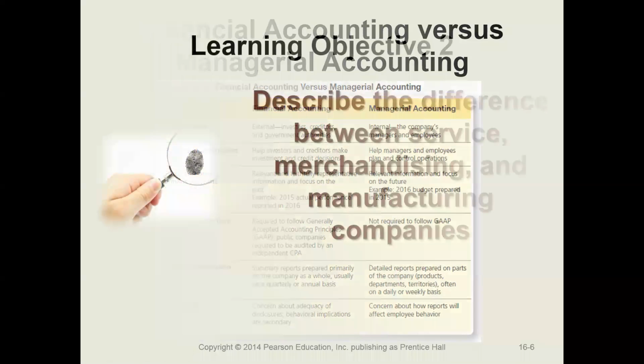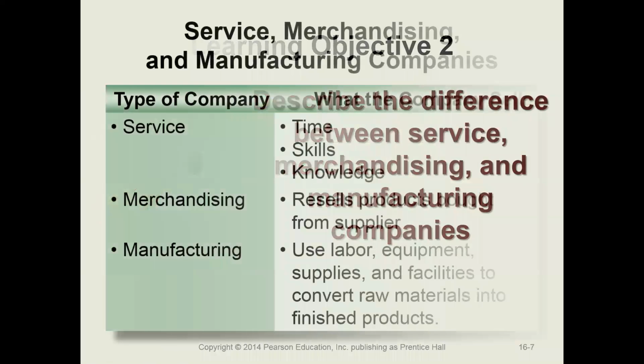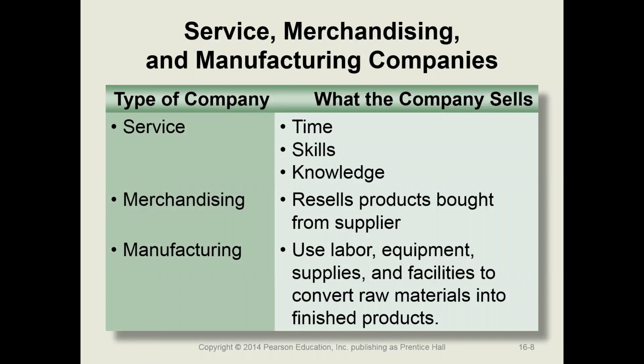Okay, so let's look at the differences between the different types of companies: service, merchandising, manufacturing. So a service company basically doesn't sell a physical product, but it sells skills, knowledge, it sells time. They sell things that aren't necessarily tangible. You can't see or touch it. It's a service. It's a use of time, a use of skill. They're selling their knowledge, that kind of thing.